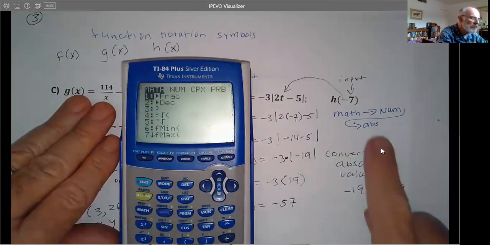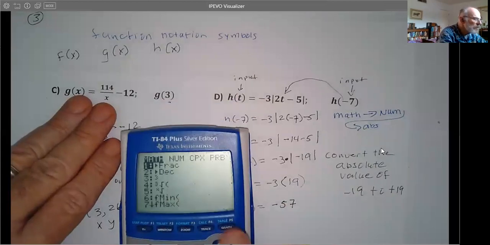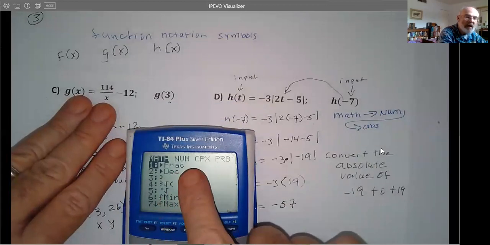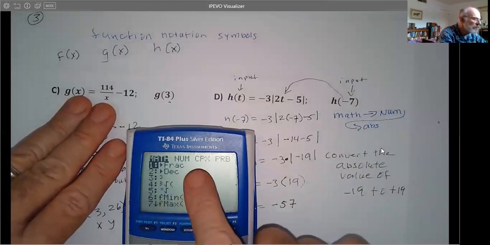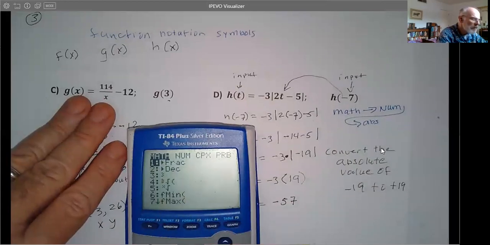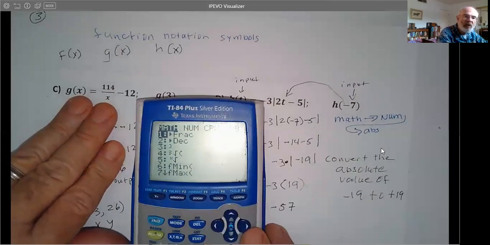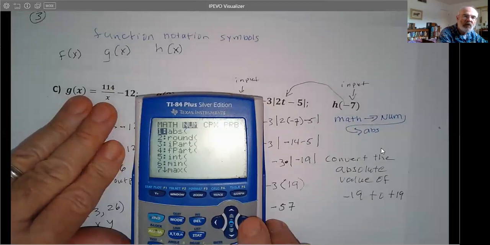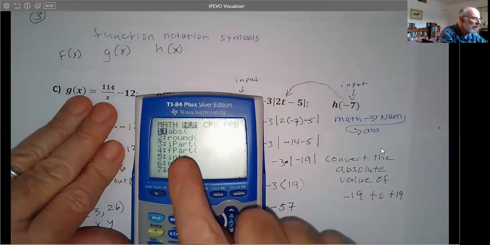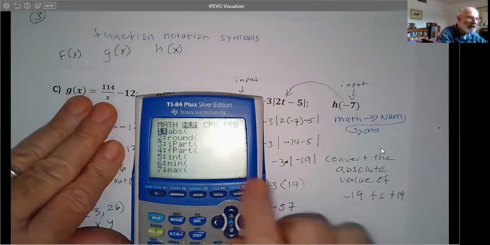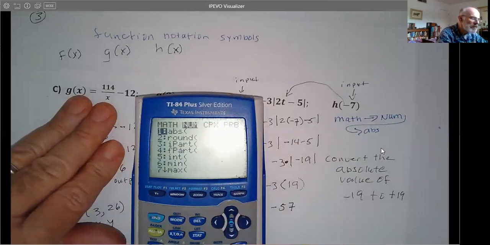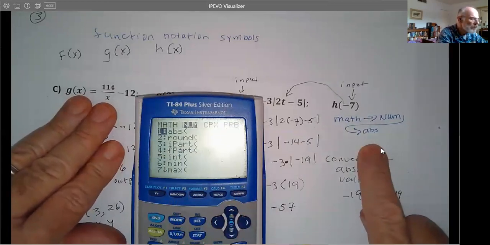And then we're going to go to NUM. So you look at the top of the math menu, and there's NUM to the right of that. You click the scroll bar here on the right-hand side, and it takes you over to NUM, and it changes everything. You'll notice number 1 says ABS, and there's a parenthesis. So that's ABS, absolute value. Okay, so that's what we're going to do.